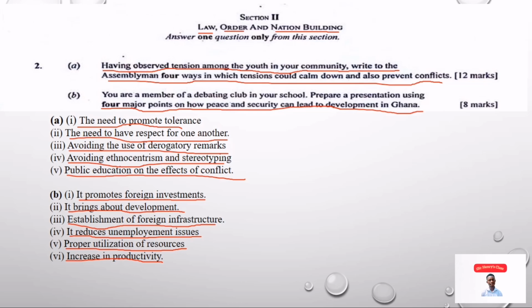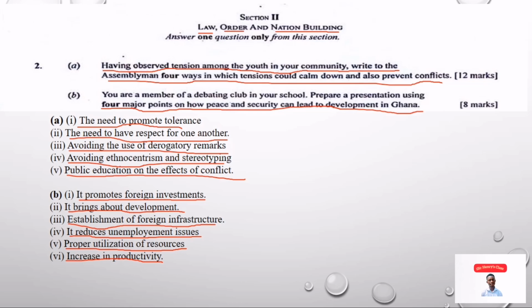You should avoid the use of derogatory remarks. You should avoid ethnocentrism and stereotyping. Ethnocentrism is a feeling that one's ethnic group is superior to the other. We should debunk that practice and see ourselves as one people with one common destiny, and unity should prevail among us. And public education, we must educate the youth, especially on the effect of conflict.